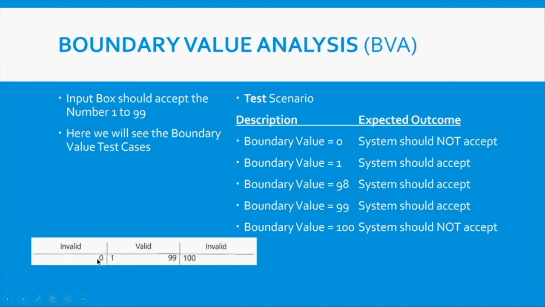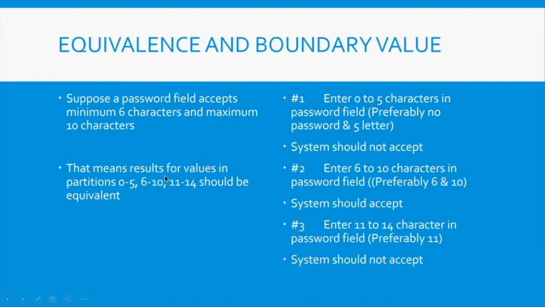But in a simple scenario, you just consider 0 not to be accepted, 1 as accepted, 99 as accepted, and 100 as not accepted. So you have your valid data as 1 and 99, and your invalid data as 0 and 100. Those are how you want to write your test cases for that.